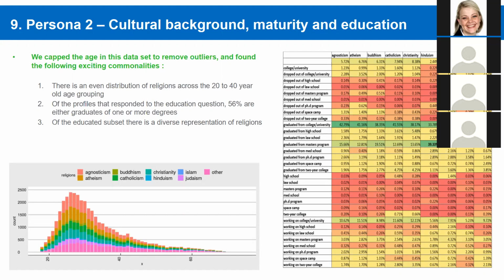Graduating from a master's degree, we thought Hinduism and Judaism was an interesting statistic. But this gives you an idea of the people that responded to education and religion, what that subset is, and the diverse representation of religions that are on here. So, and then we'll move on to our persona number 3.